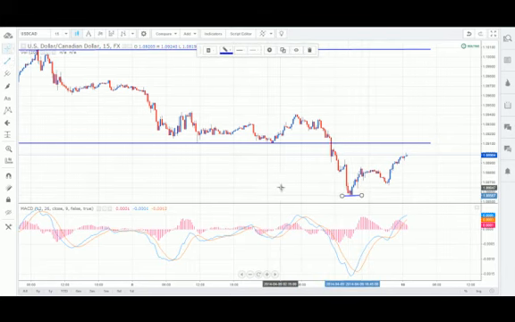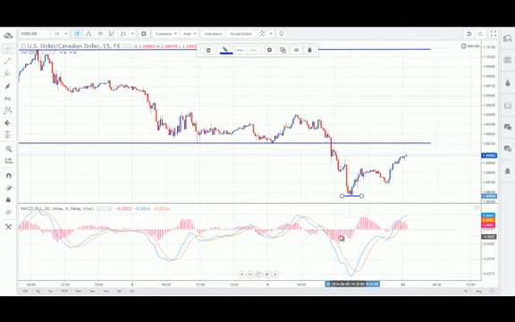Okay, so step one, we have a base. A base is when price tests a level and then continues to trade on a very narrow range just above it, and then after price starts basing at this level of support, we have a MACD crossover. Second step, we look for the crossover and we got it. Third step, we look for momentum to the upside.